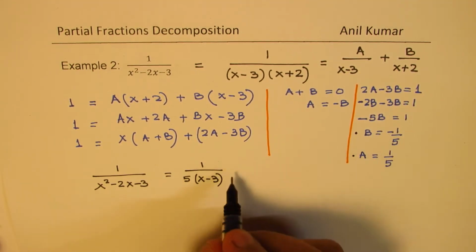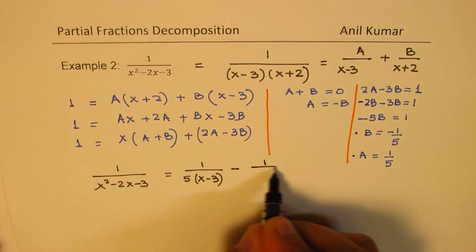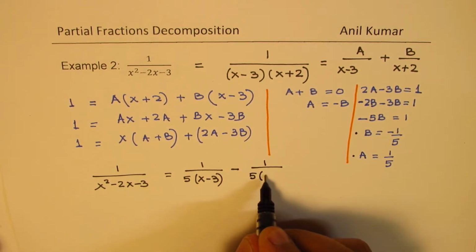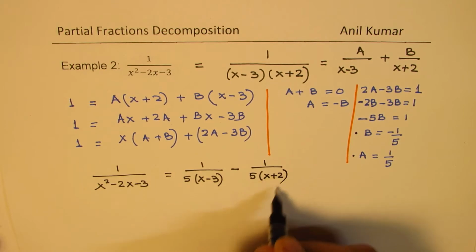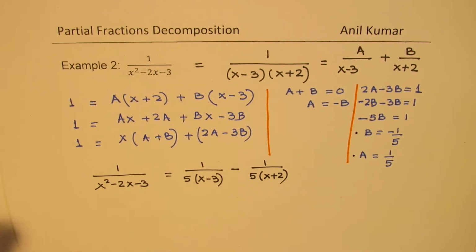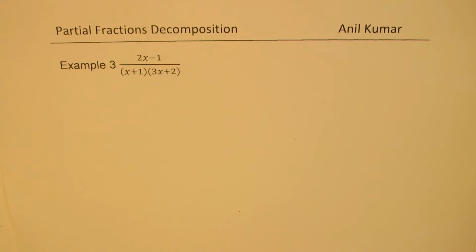And b is minus 1 over 5, minus 1 over 5 times x plus 2. Is that clear to you? So that is how we could do partial fractions decomposition when we have linear factors, right? Let's take up another example.